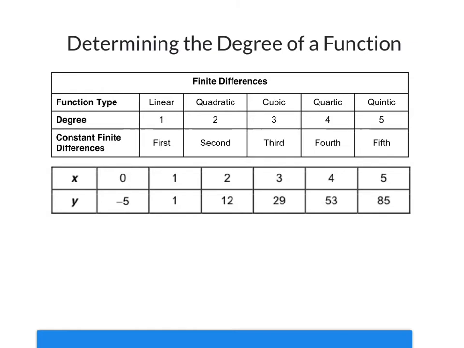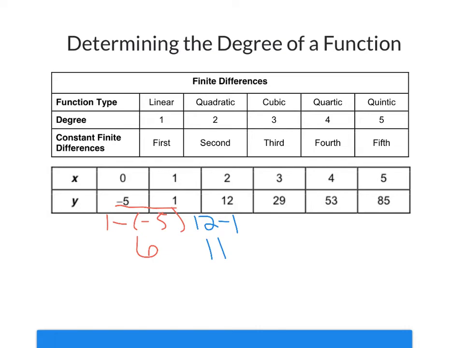So I'm going to find what's known as my first difference. To find the first difference, I'm going to look at the y values. My first pair of y values are -5 and 1. So I'm going to take 1 and subtract -5 to get the difference. That gives me a difference of 6. Then I'm going to look at the 1 and the 12. If I take 12 and I subtract 1, I get a difference of 11.